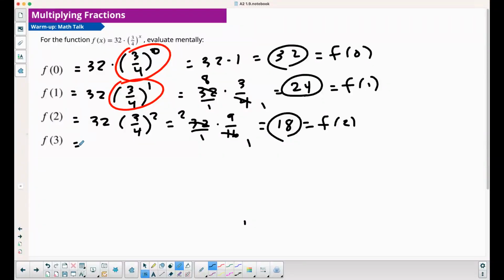All right, and then the last one, 32 times 3/4 cubed.